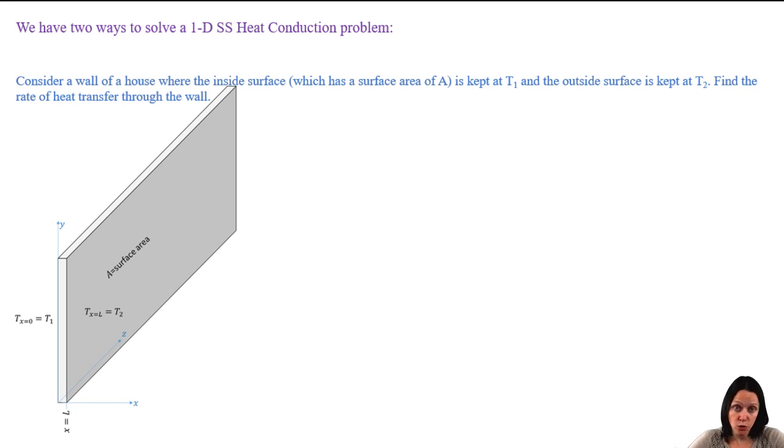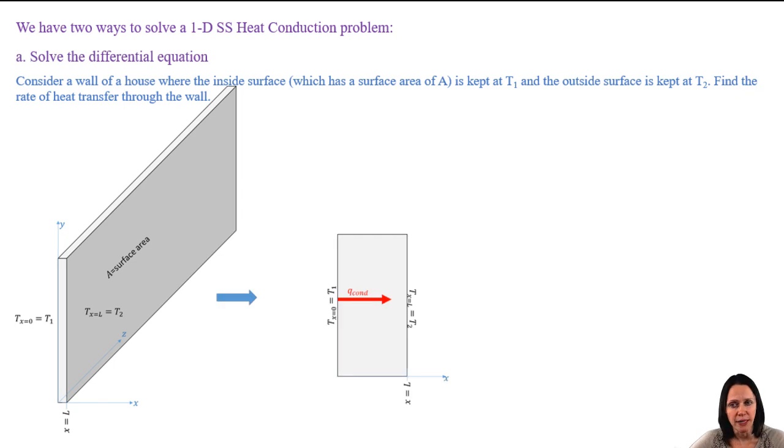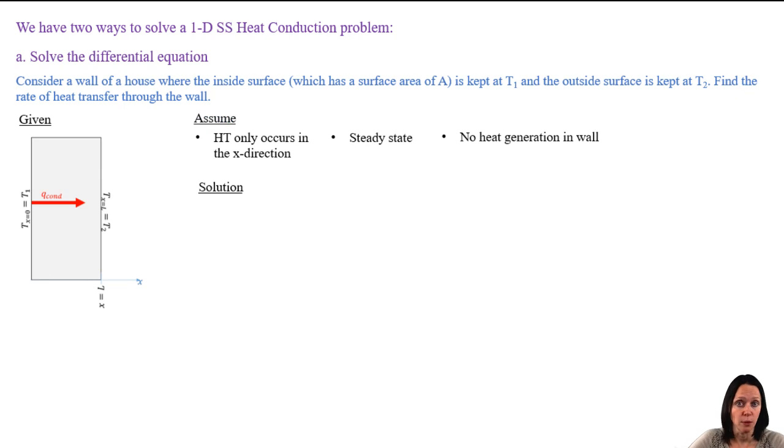We might choose to solve the differential equation. Since we're modeling this as a plane wall, let's just look at the x direction. We're going to make a few assumptions. Number one, we're modeling the heat transfer through a plane wall such that the heat conduction is one-dimensional. We're also going to model this as steady state. And finally, we're going to assume there's no heat generation within that wall.